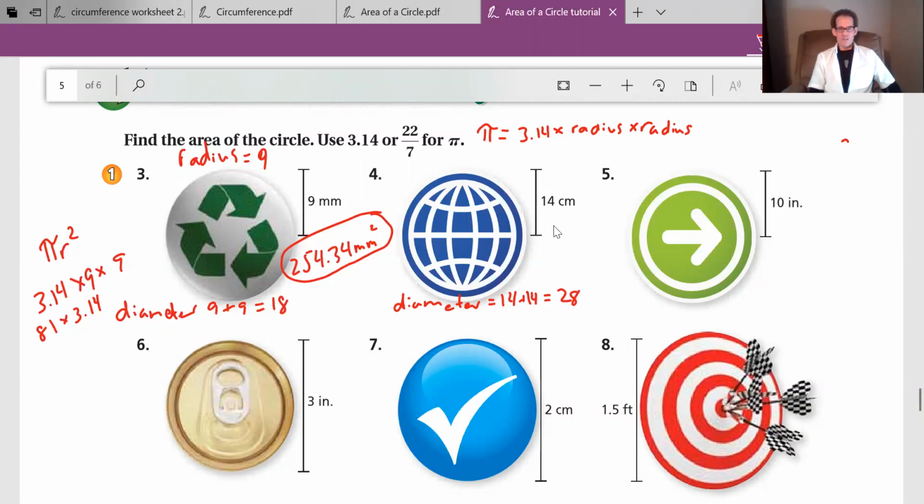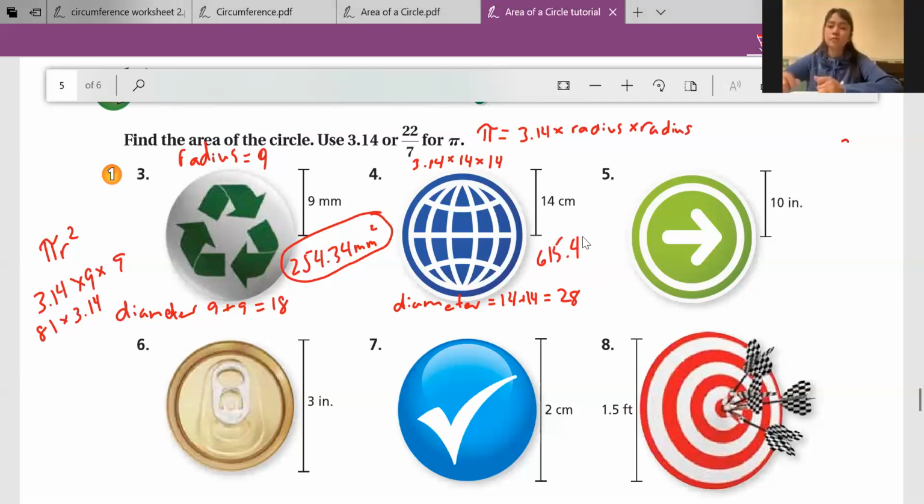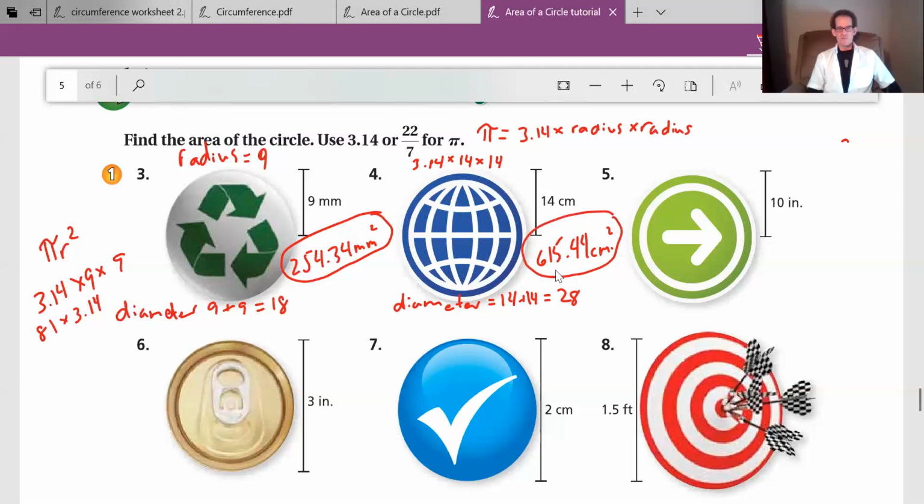So if I wanted to find the area of the circle for number 4, all I'm doing is 3.14, that's pi, times 14, times 14. So I don't know what 14 times 14 is, so I'm gonna pull up my calculator. Here's 14 times 14, and then times pi, which is 3.14. So my area is 615.44. So I'm going to go back over here and write 615.44 centimeters squared. And that's my answer for number 4.